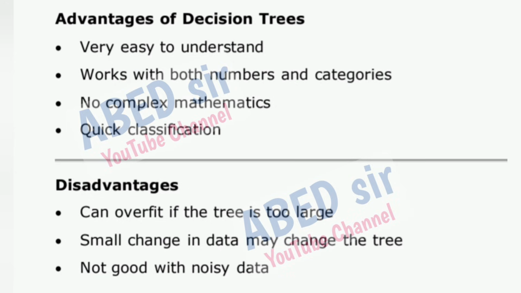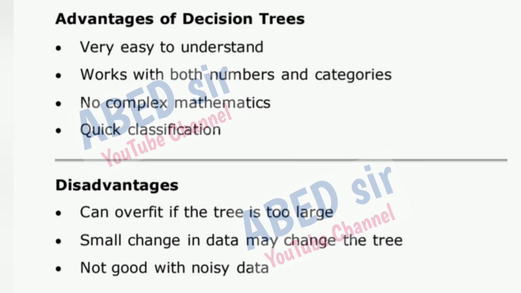Advantages of decision trees. Very easy to understand. Works with both numbers and categories. No complex mathematics. Quick classification. Disadvantages. Can overfit if the tree is too large.